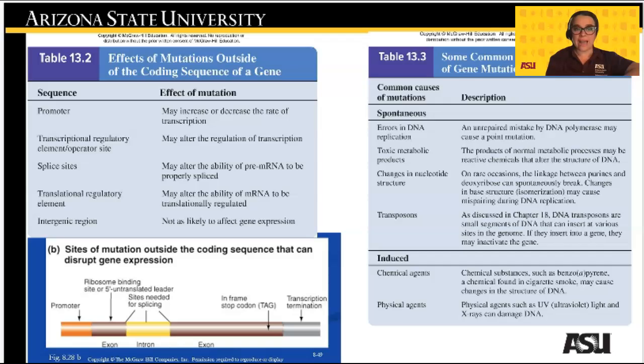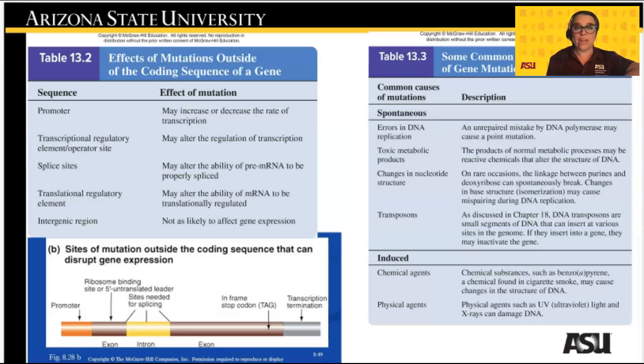Mutations can occur outside of the coding sequence of the gene as well. When there's an error in the promoter, the rate of transcription can be altered. An operator error can also lead to over or under production of mRNA transcripts. Splice site mutations can lead to pre-mRNA being spliced incorrectly, taking parts of the exons or leaving parts of the introns. Mutations in the translation regulators can alter the amount of protein made.